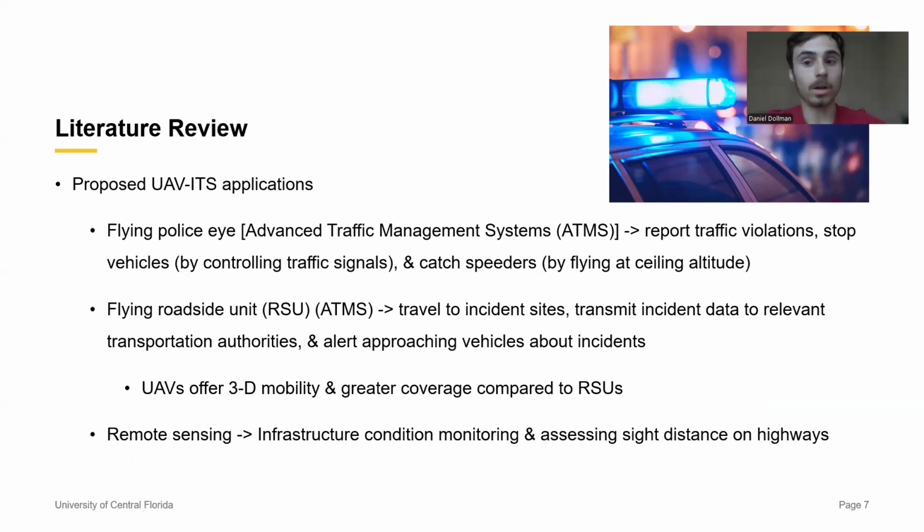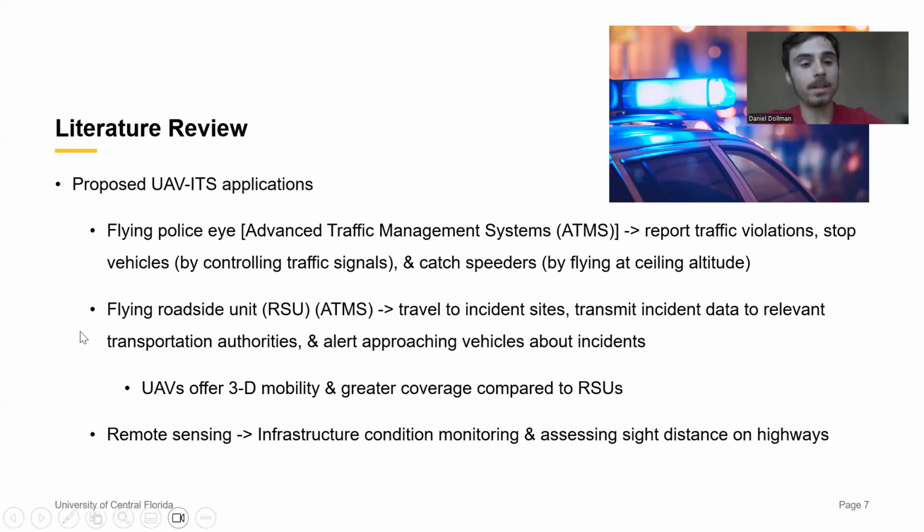For the ITS system of advanced traffic management systems, we have flying police, which entails reporting traffic violations and stopping vehicles by integrating UAVs with traffic signals. They can also catch speeders by flying at a ceiling altitude.